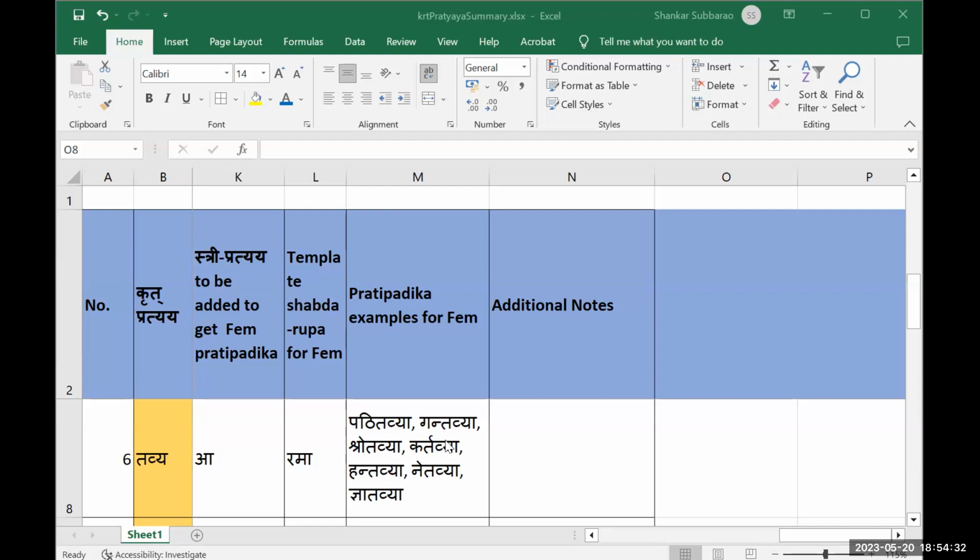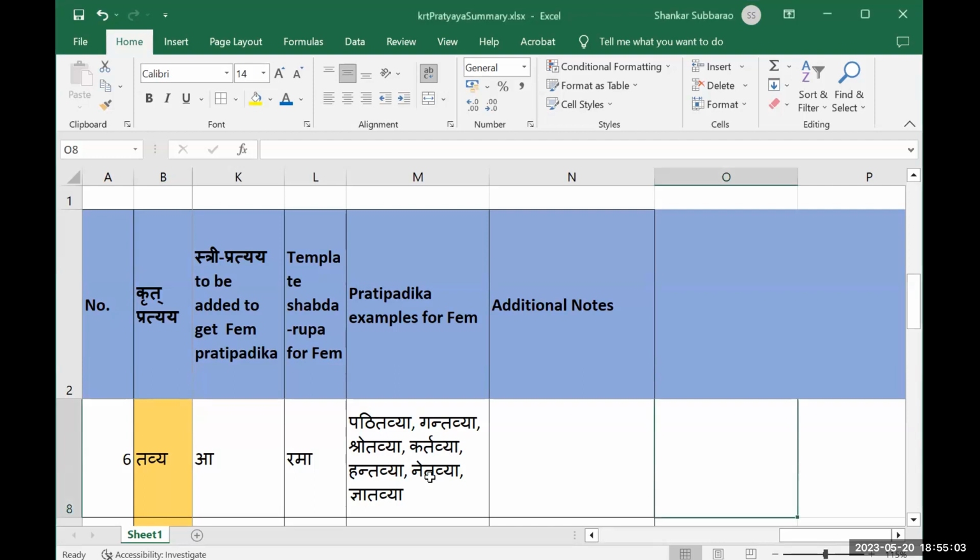Similarly, shrotavya. What should be listened to? Something in feminine, if you have something to listen to. Kartavya, something to be done. Hantavya. Suppose Ravana will say what? Sita hantavya. Sita should be killed if she doesn't listen to me. What will Sita say? Ravana hantavya, for all the adharma he is doing. So gender change is very important there.